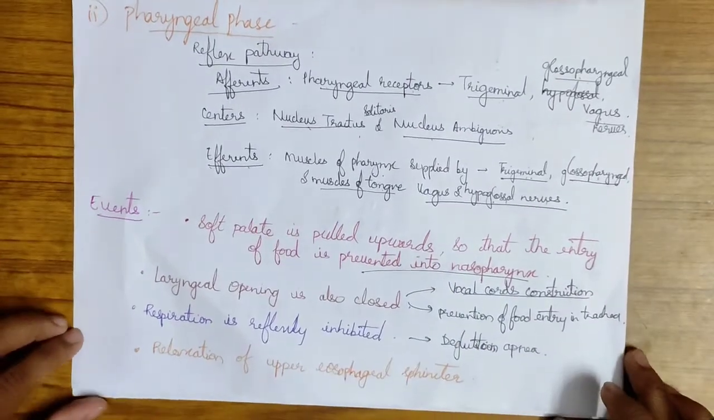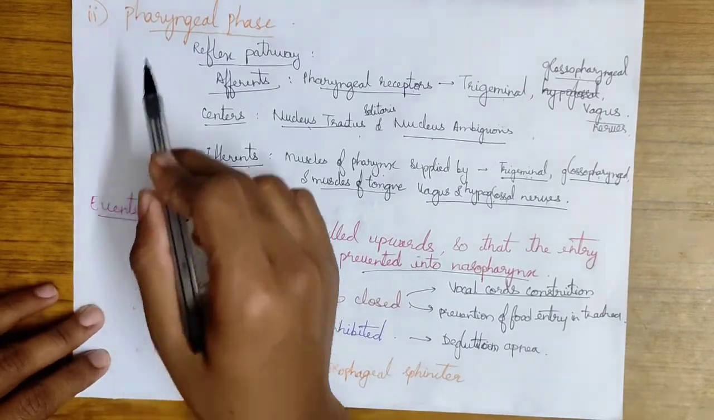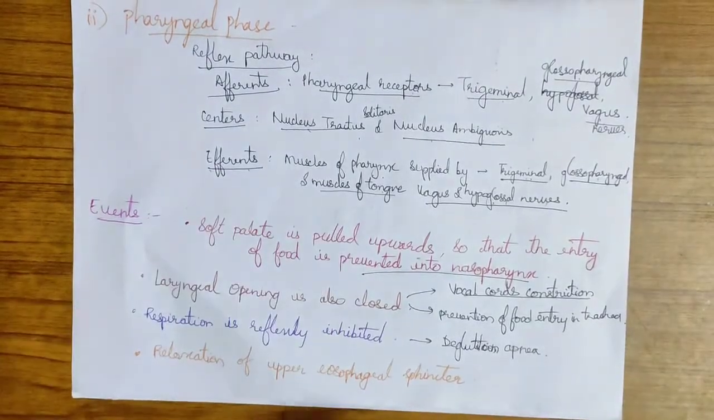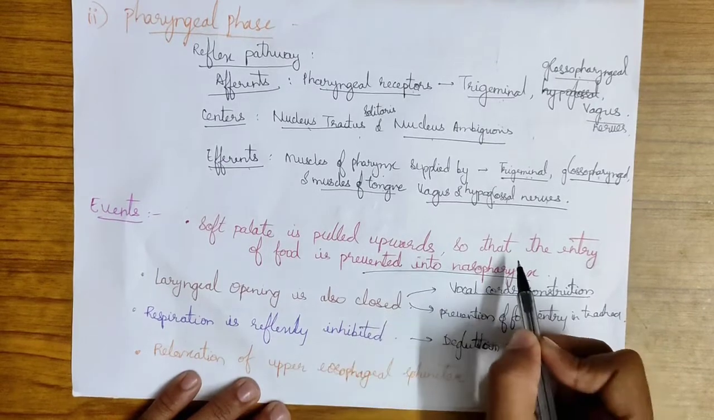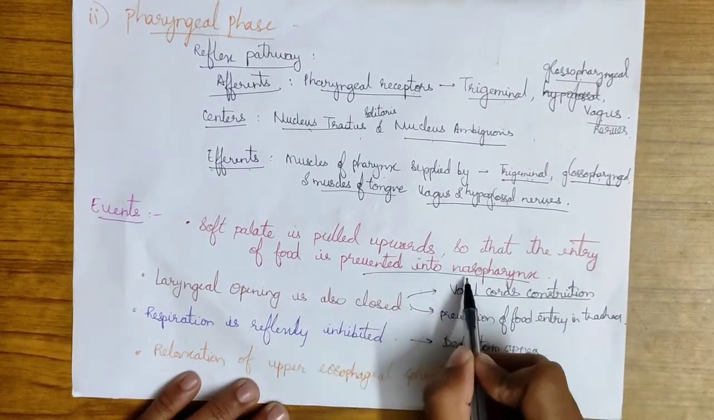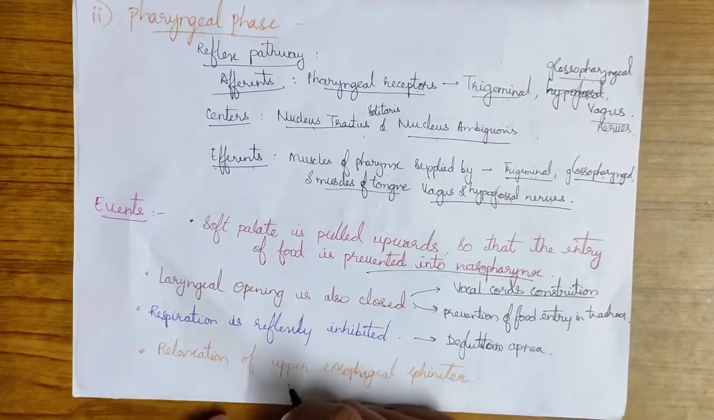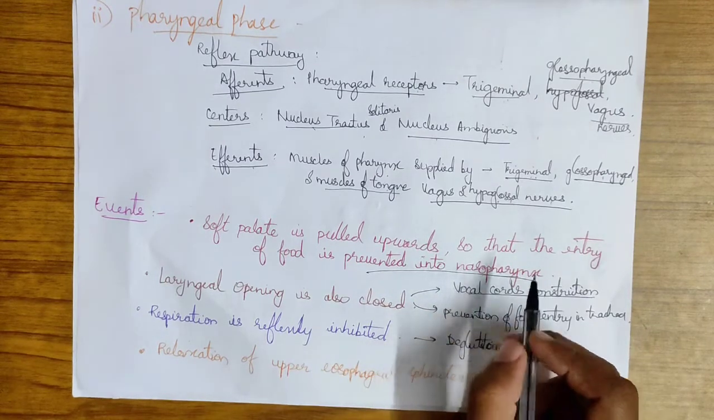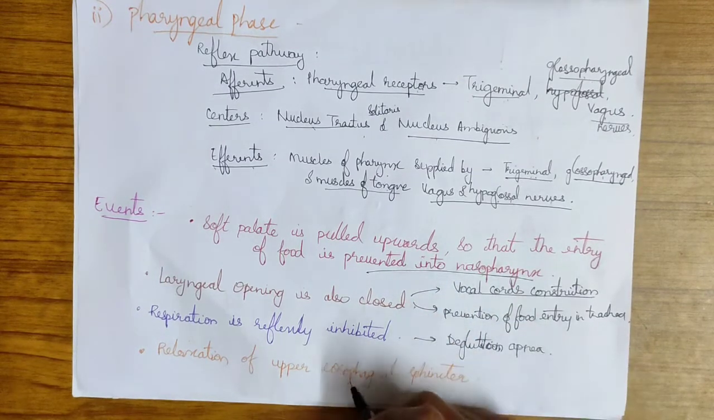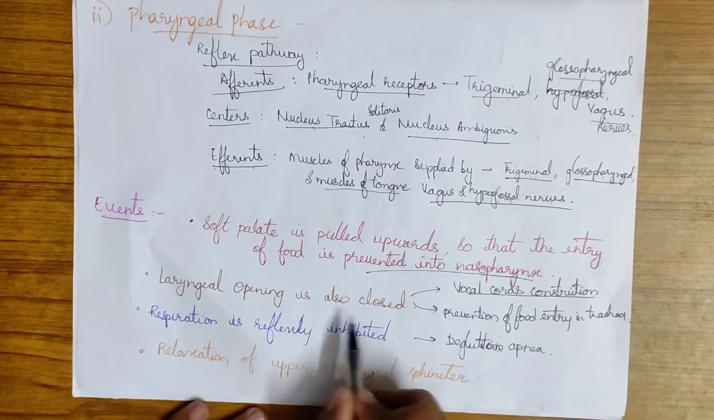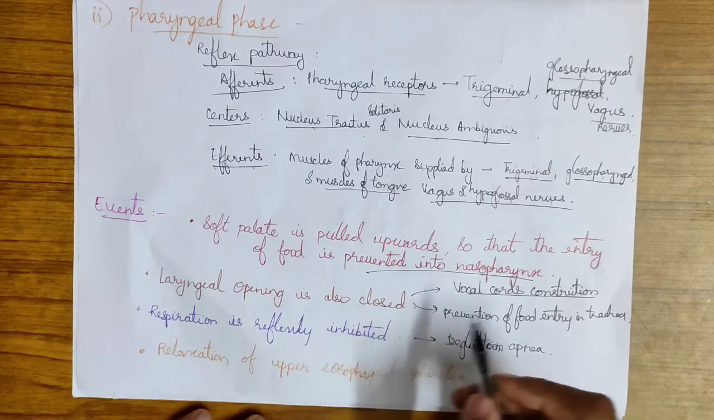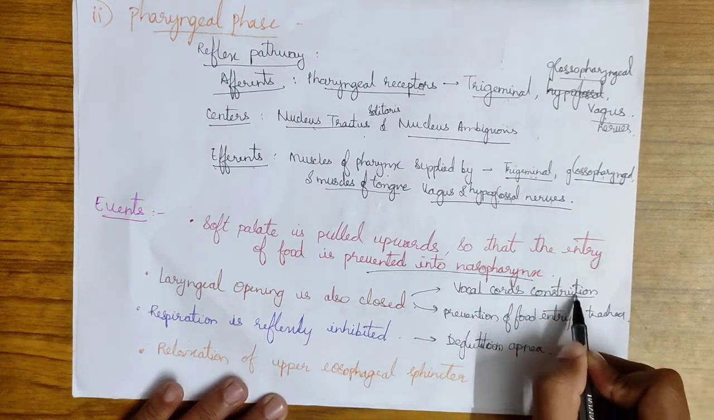So what all happens in the events of the pharyngeal phase? The soft palate is pulled upwards so that the entry of food is prevented into the nasopharynx. So the food is prevented to enter the nasopharynx. The laryngeal opening is also closed. This is made due to the vocal cords constriction.